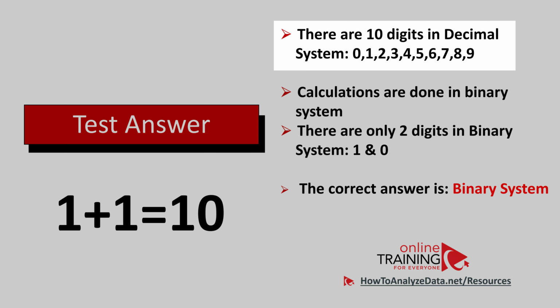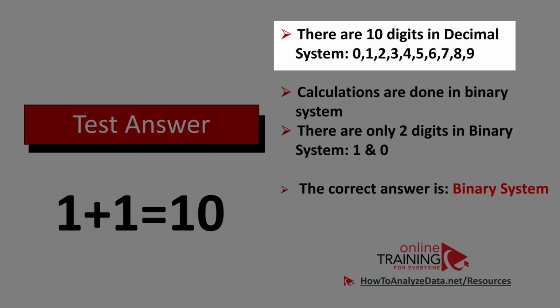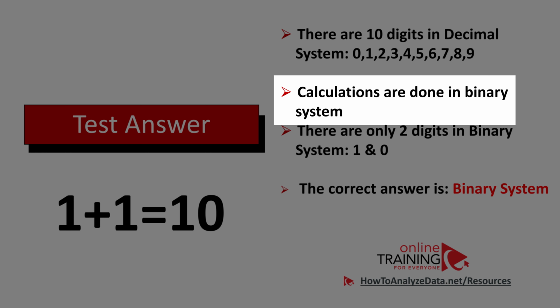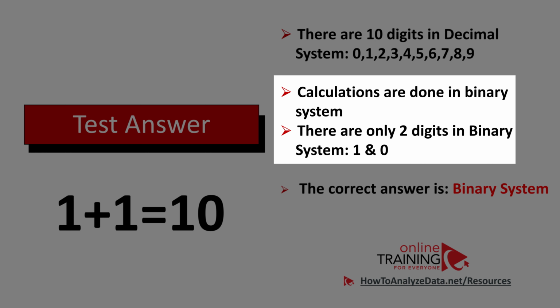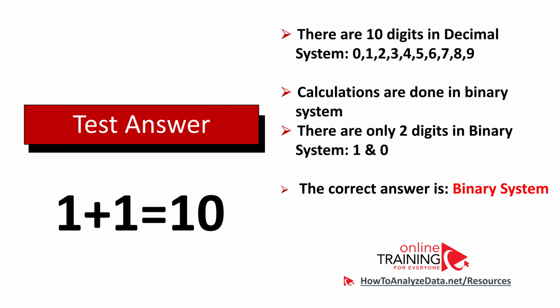Typically, when we do calculations, we use 10 digits in the decimal system. We use 0, 1, 2, 3, 4, 5, 6, 7, 8, and 9. But here, calculations are done in the binary system, and there are only 2 digits in the binary system, 1 and 0. So what happens when you add 1 plus 1 in the binary system? What looks like 10 in the binary system is 2 in the decimal system. So the correct answer is that this calculation is possible because of the binary system.